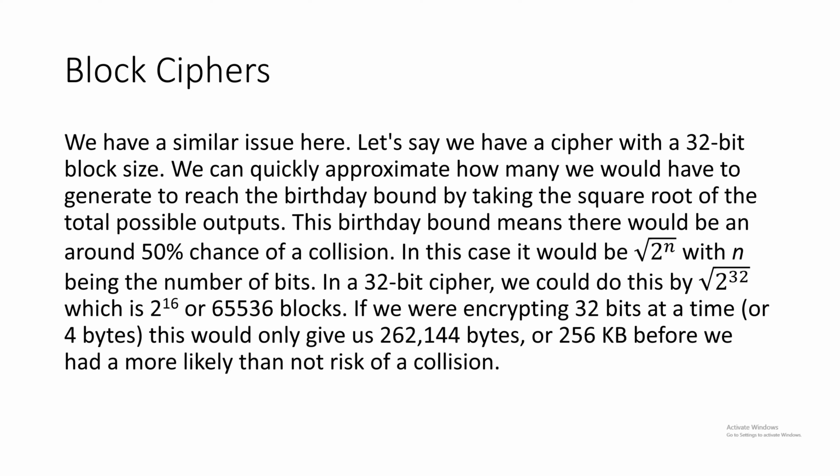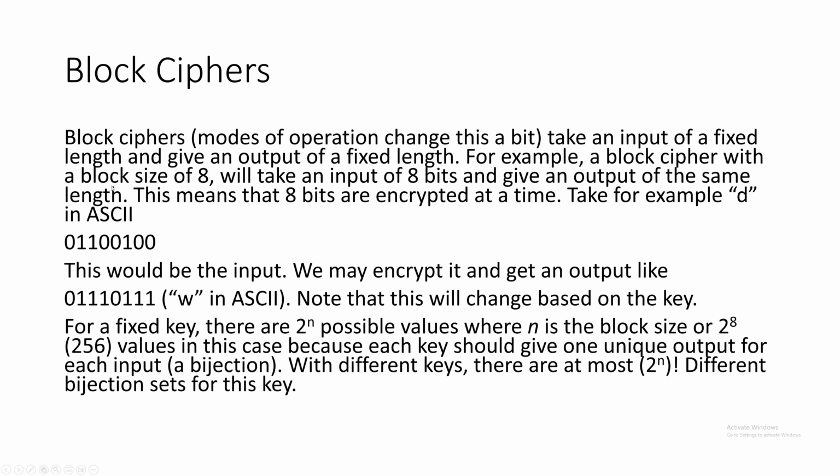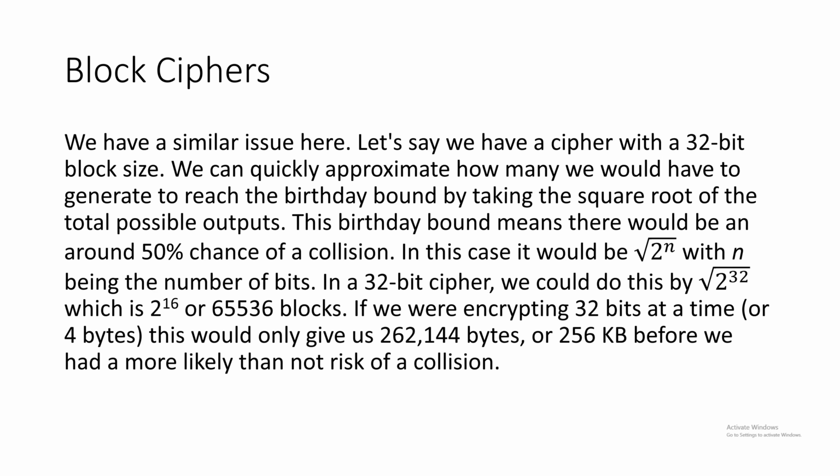In this case, because we have a 32-bit cipher, we take the square root of 2 to the power of 32, which is 2 to the power of 16. That's only 65,536 blocks. If we were encrypting 32 bits at a time, or 4 bytes at a time, this would only give us 262,144 bytes, or 256 kilobytes, before it becomes more likely than not that we risk a collision. So this is very small, right? If you look back at the ASCII, these are 8 bits apiece, so 1 byte, and that means you could encrypt 4 letters in a total of 65,536 blocks before it would be more likely than not that you would generate a block that you've already generated. And that would lead to a collision attack.